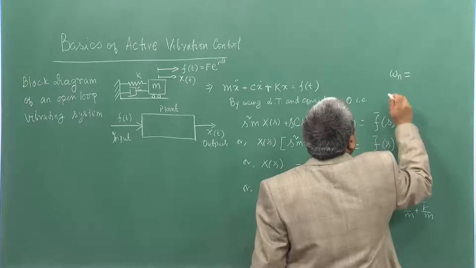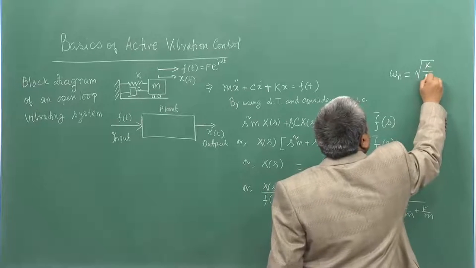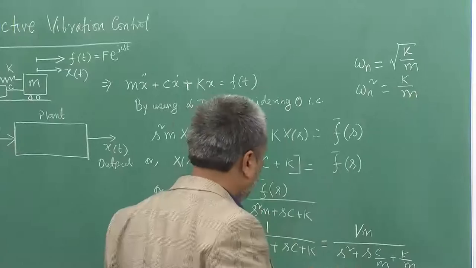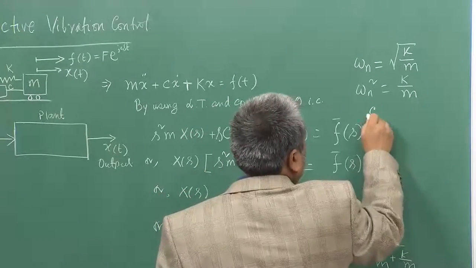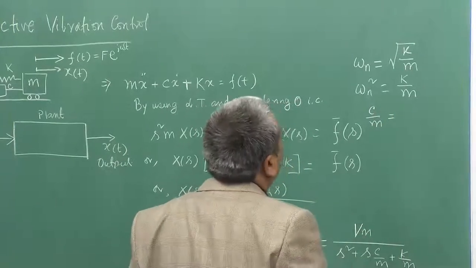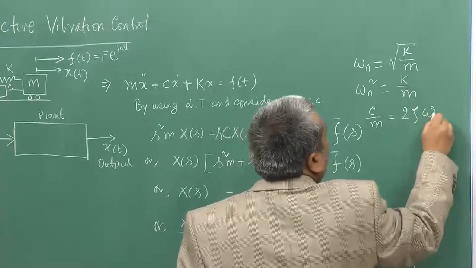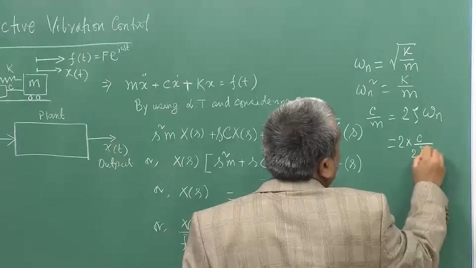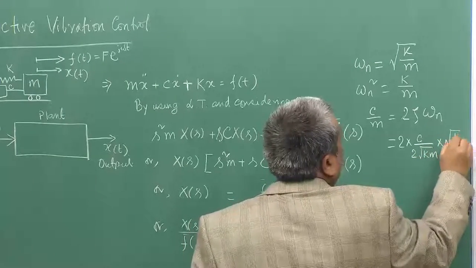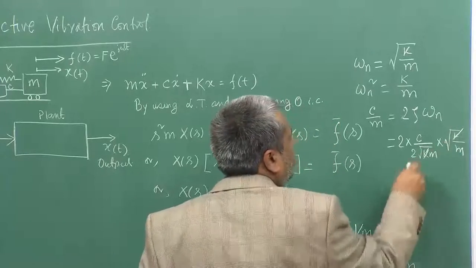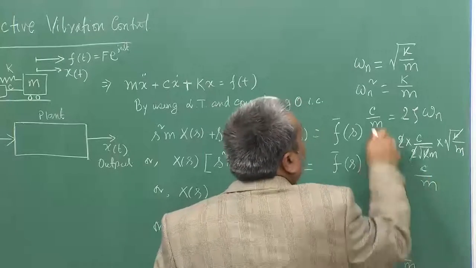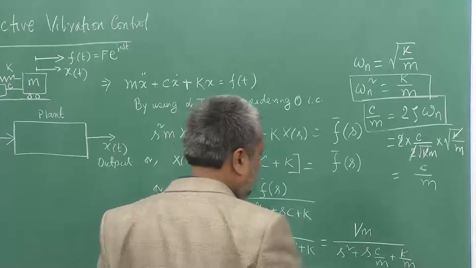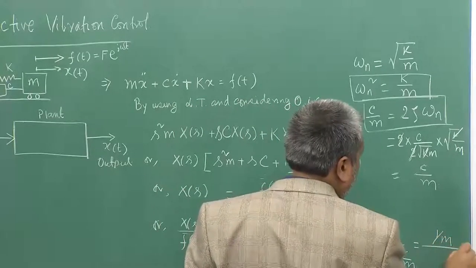We know that the natural frequency of a single degree of freedom system omega n is square root of k by m. In other words, omega n square is k by m. Also we know that c by m can be written as 2 zeta omega n. You can cross check it, it is 2 times c over c_c, which is 2 root k m times square root of k by m, which means this k and this k get cancelled, 2 cancels, and we are going to get c by m. So this is also acceptable for us, along with omega n square equals k by m.